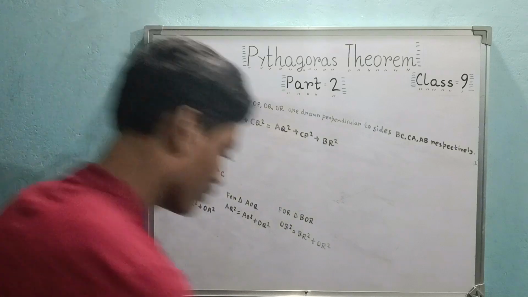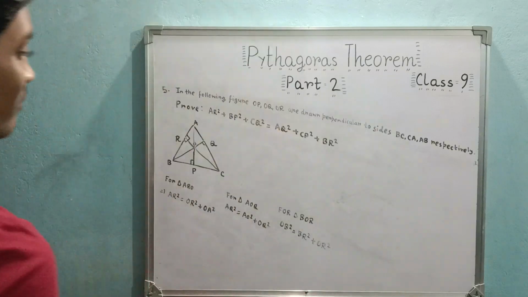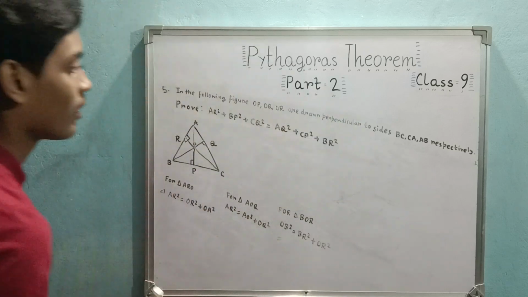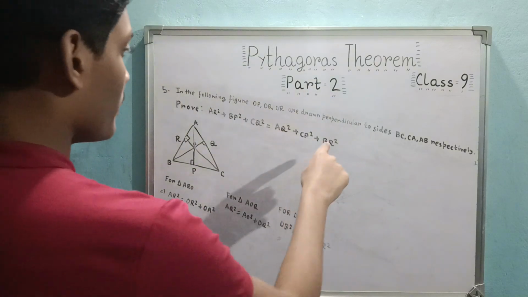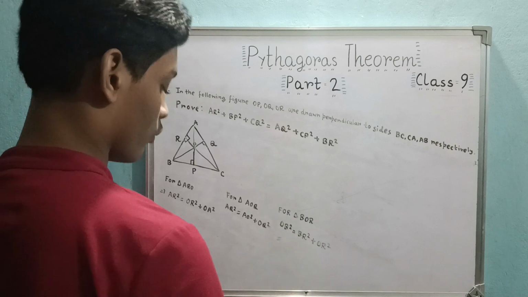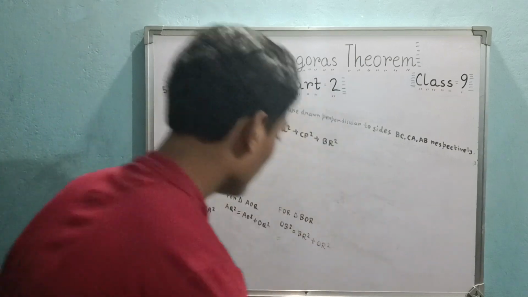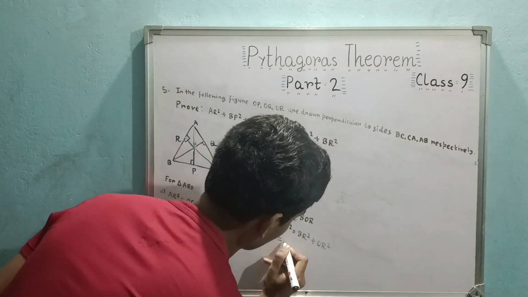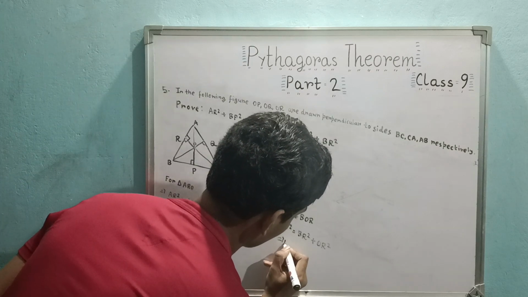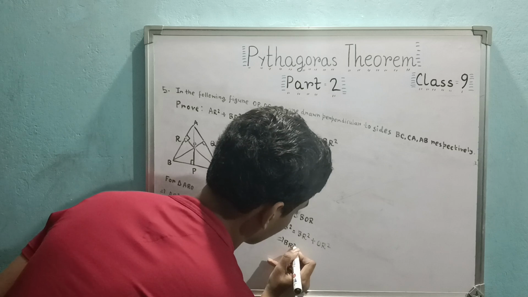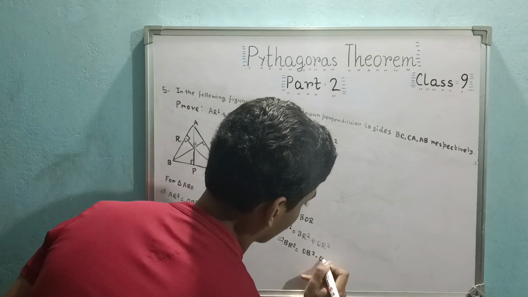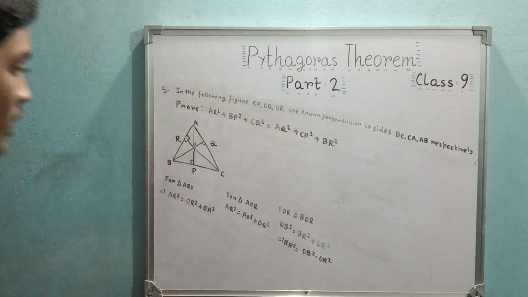My pen is going into death mode again. Now what we have to do here? Remember what I told you. For BR we have to get the values. Only then you will be able to do the proving very easily. So BR square will be equal to OB square minus OR square.